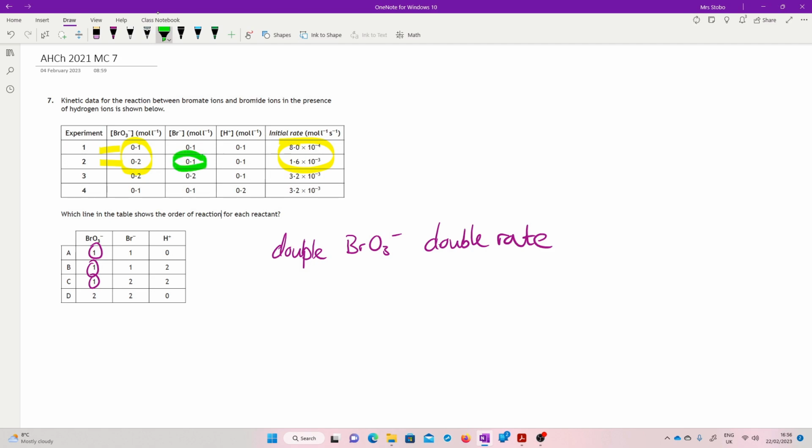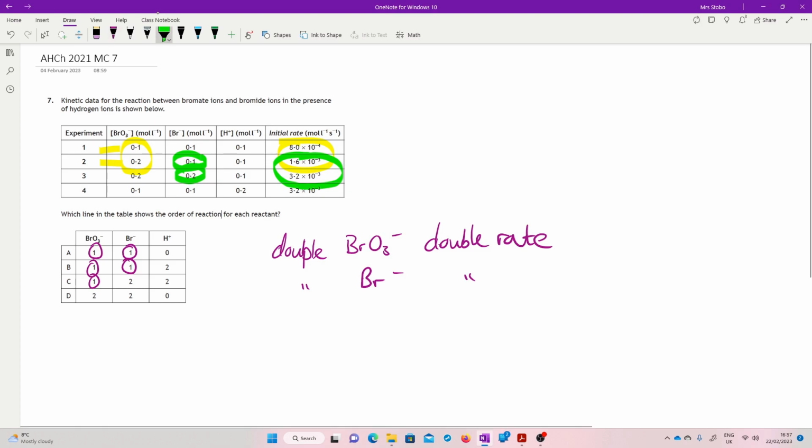So this time, if I take these two, everything else stays the same, and I am now comparing these two here. Okay, and what I've got is if I double this, I am getting yet again a double of that. So these guys are first order as well. And the last one I'm looking for is hydrogen.